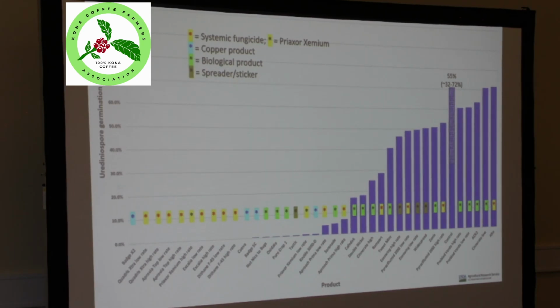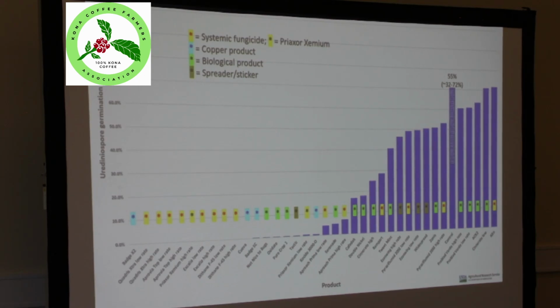So as you're looking at this graph, you can see that there are varied results. There are products that pretty much inhibit all spore germination, and then there are probably a group of products that contribute to approximately a 50% reduction in germination rate. And then there are others at the right side where there's virtually no effect on spore germination.